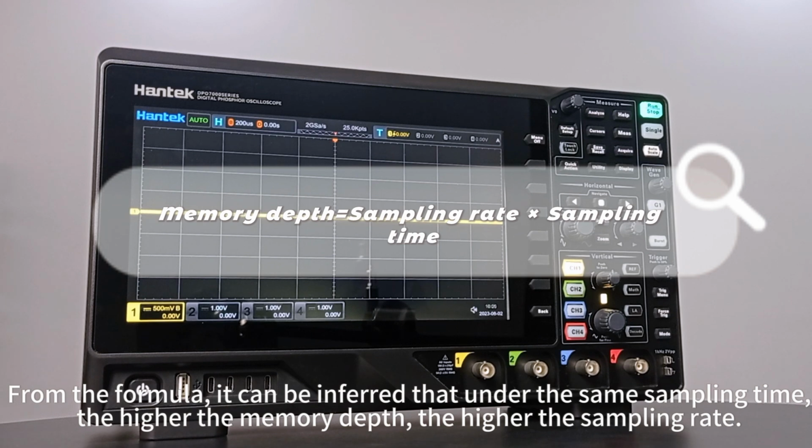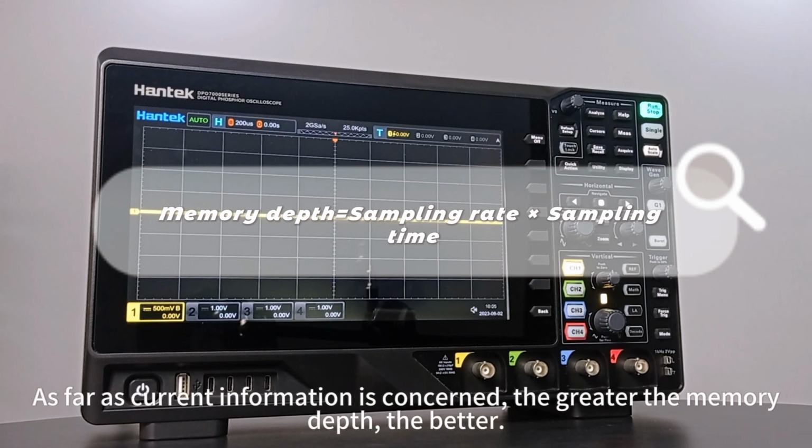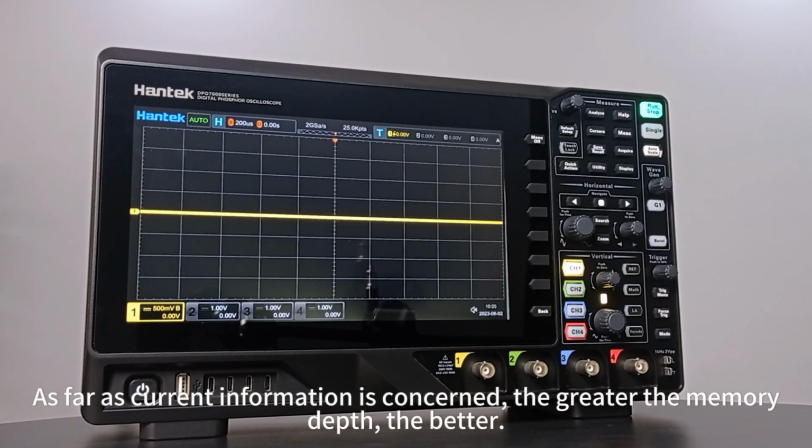From the formula, it can be inferred that under the same sampling time, the higher the memory depth, the higher the sampling rate. Under the same sampling rate, the higher the memory depth, the longer the sampling time. As far as current information is concerned, the greater the memory depth, the better.